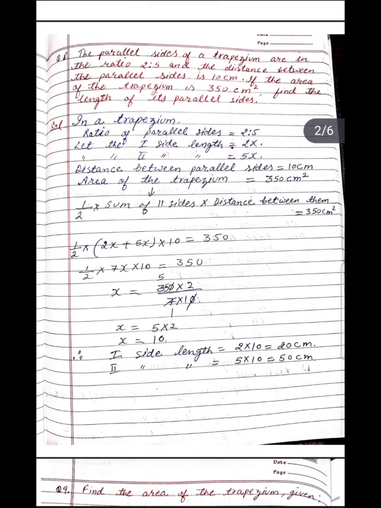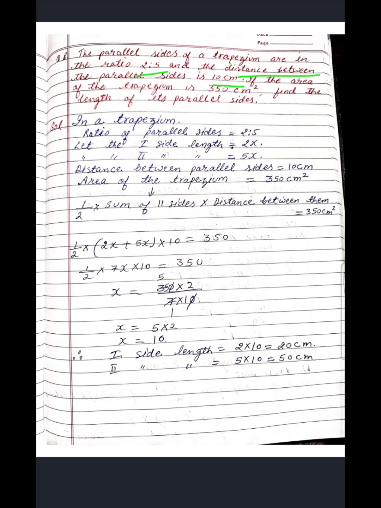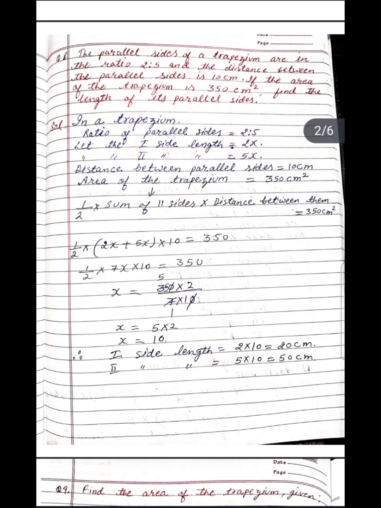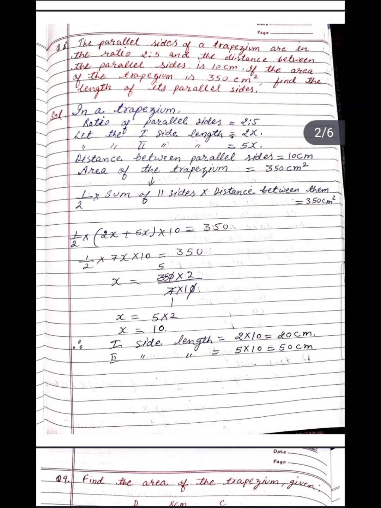Now let us start with question number 8. Here in this question, the parallel sides of the trapezium are in ratio form. Actually its exact length is not given, and the distance between the parallel sides is also given, that is 10 centimeter. So 10 centimeter will be the value of h. If the area of the trapezium is 350 square centimeter, find the length of the parallel sides.